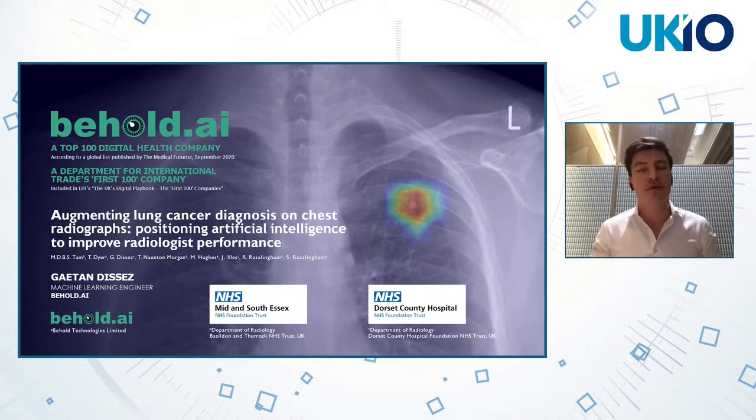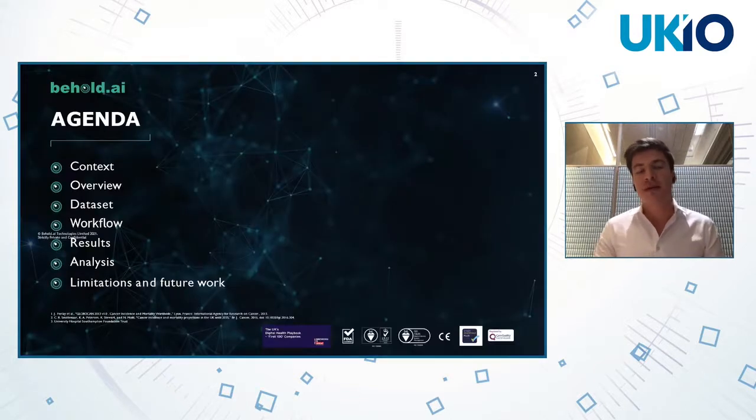And we have a product able to detect suspected lung cancer on chest radiographs, and that's the one I'm going to talk about today, as I'm one of the co-authors of this paper, Augmenting Lung Cancer Diagnosis on Chest Radiographs. Briefly, to give you an overview: I will explain why we are working on suspected lung cancer, give you an overview of the study, and talk about the dataset and the workflows that have been used. Then I will move to the results and go shortly into an in-depth analysis. As a conclusion, I will talk about limitations and future work.